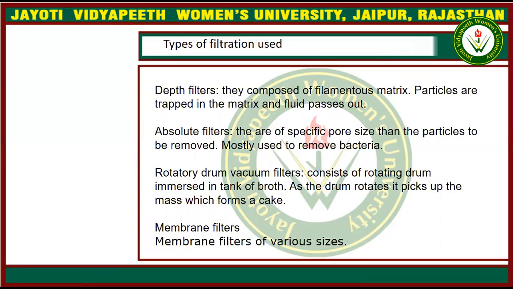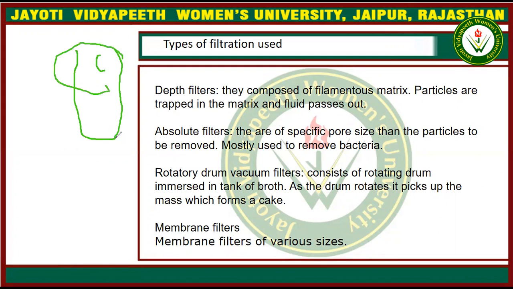The next is the rotary drum vacuum filter, which consists of a rotating drum immersed in a tank of broth. As the drum rotates, it picks up the mass which forms a cake. So in the rotary system, they rotate in a way.